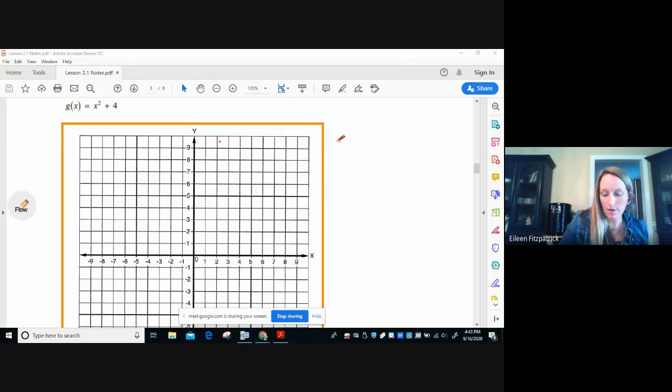Okay, the first function we have is the parent function, which is f of x equals x squared. Now, for your parent function, this is why I had you memorize the key points and how to graph the parent function. You need to know that the parent function graphs at 0, 0, then 1, 1, then negative 1, 1, and then 2 goes up to 4, and then negative 2 up to 4.